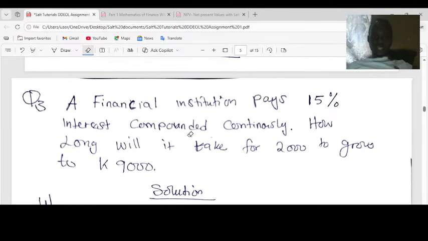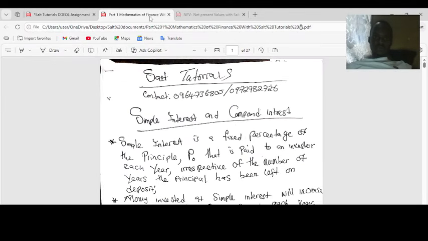Question number 3 here is now bringing the concept of mathematics of finance. So before I touch on solving question 3, I want you to look at certain notes. I think I sent these notes to you. You can just go through them and understand some concepts we'll be looking at under the mathematics of finance.